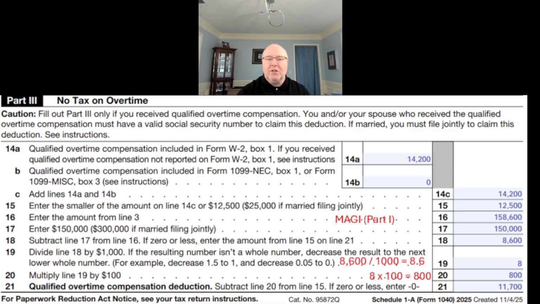So you have $800. So of the max $12,500 that we could take, you're going to be able to deduct $11,700. All we did is subtract line number 20 from line number 15 to get to $11,700. So even though we had overtime of $14,200, it was knocked down to $12,500, which is the max that we could take as a single taxpayer. It would have been $25,000 if we were married. And then we had to phase it out more because our modified adjusted gross income exceeded that $150,000. So $11,700 is the amount we're going to take for the deduction.